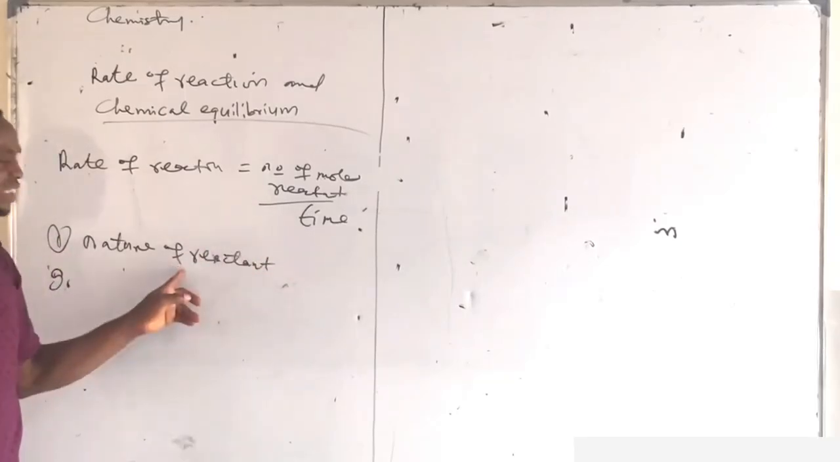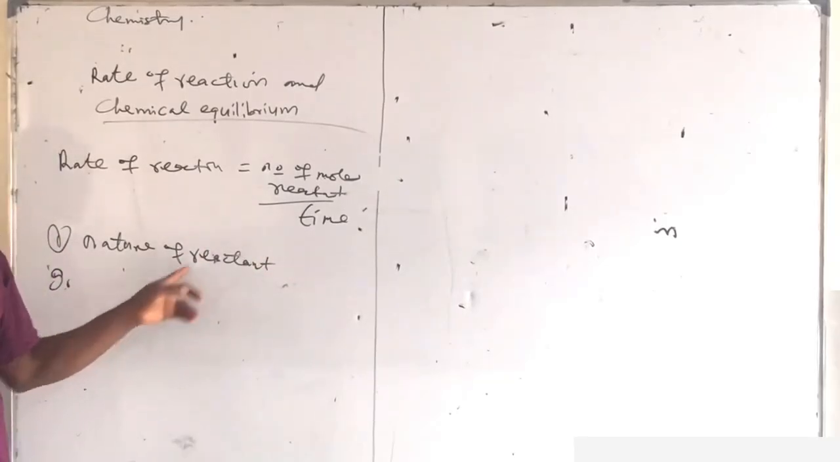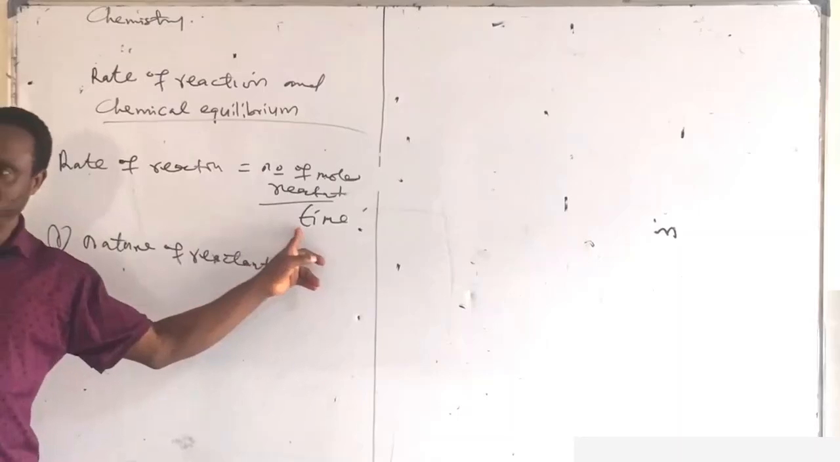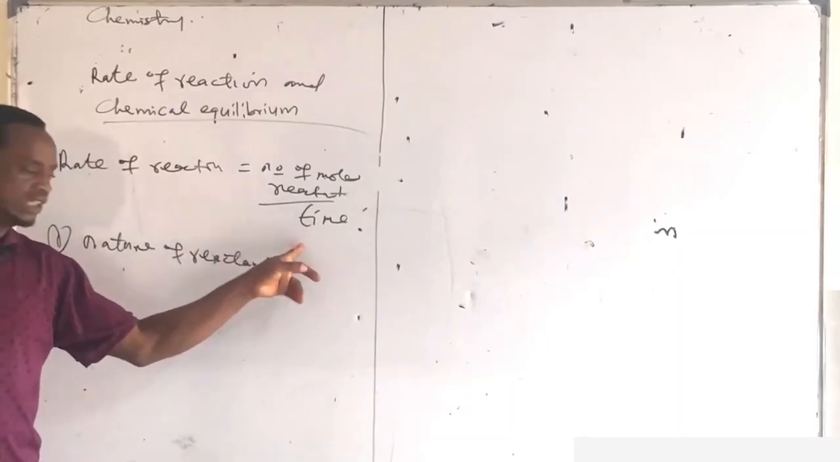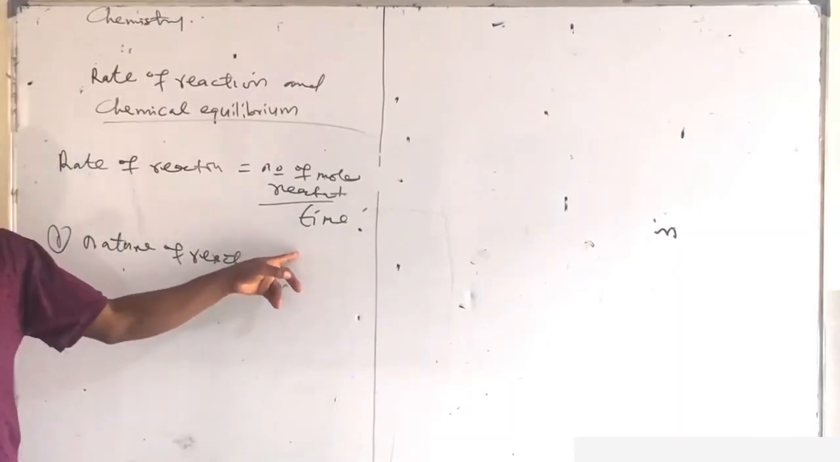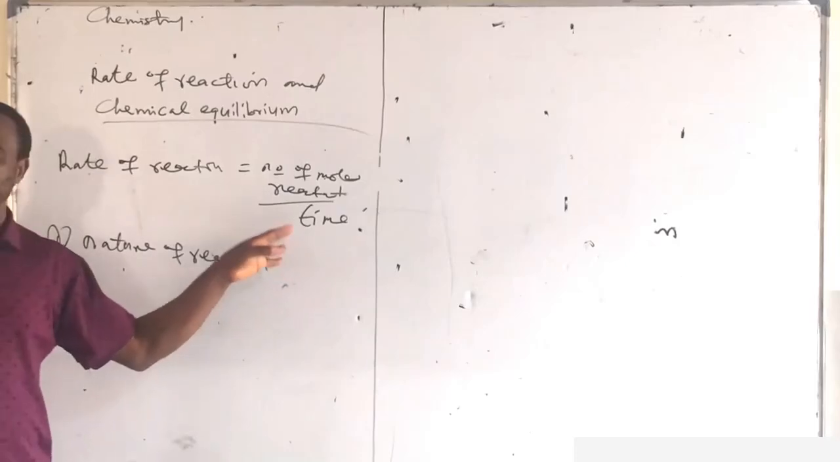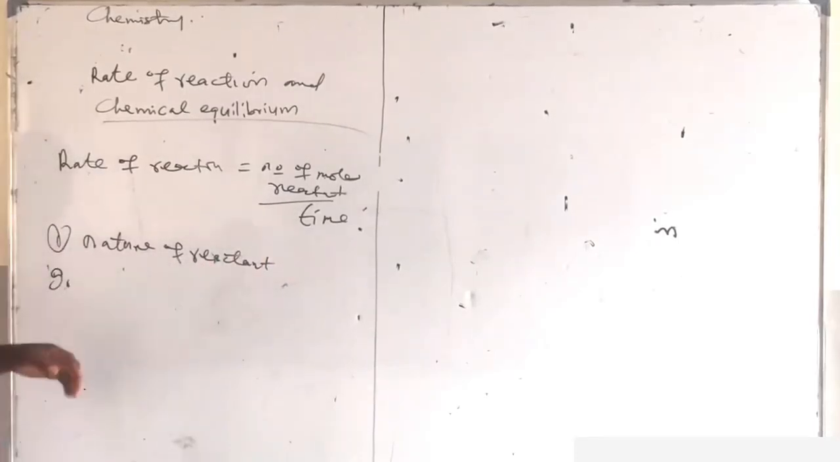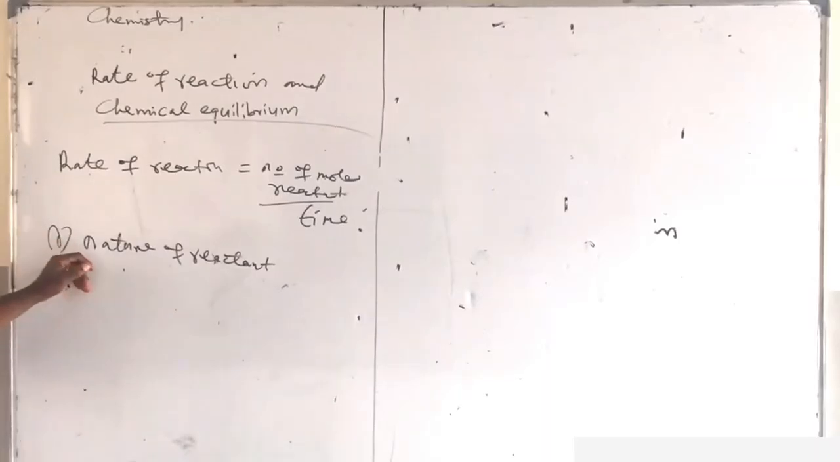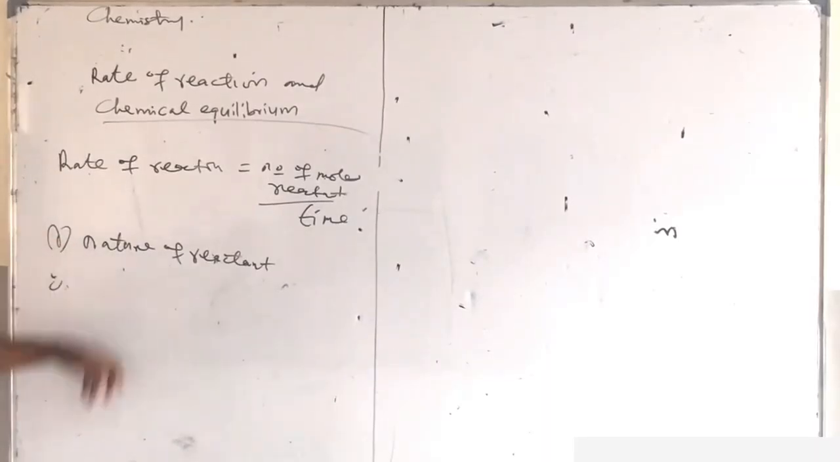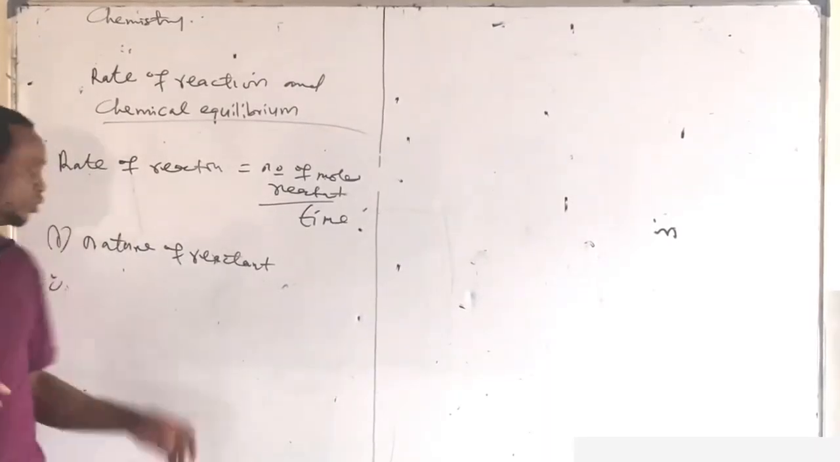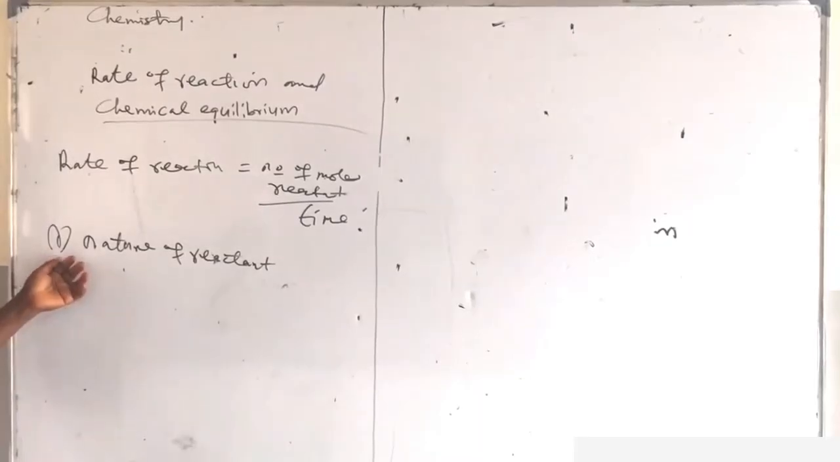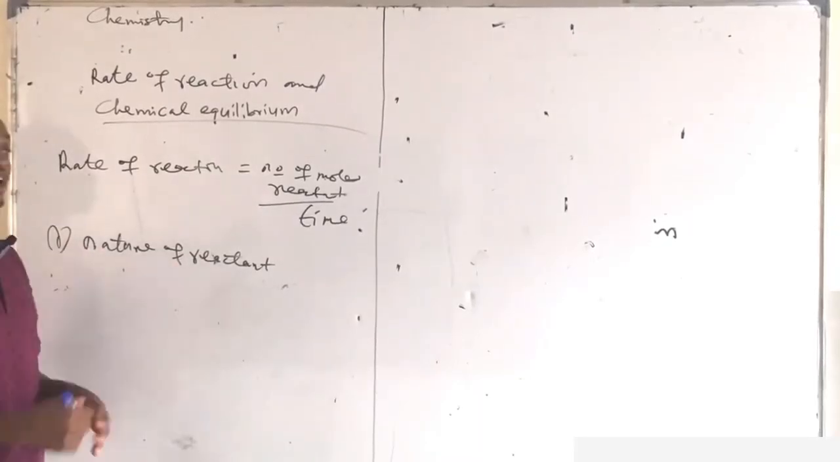So the nature means at which stage are the reactants? Are they gaseous? Are they solids, or are they in liquid states? The ones in liquid and gaseous states react fastest, but the ones in solids are so slow. That is the rate and the nature of reactants.